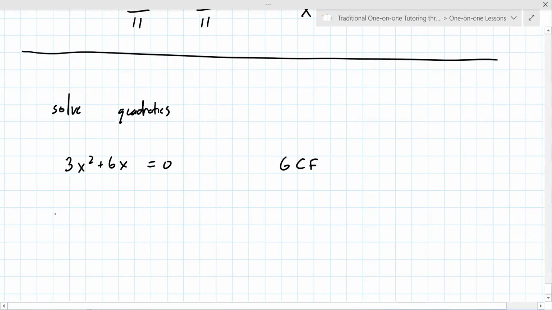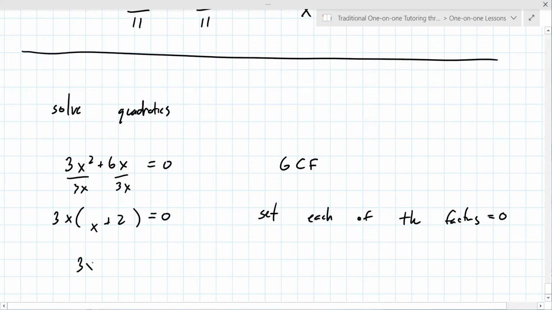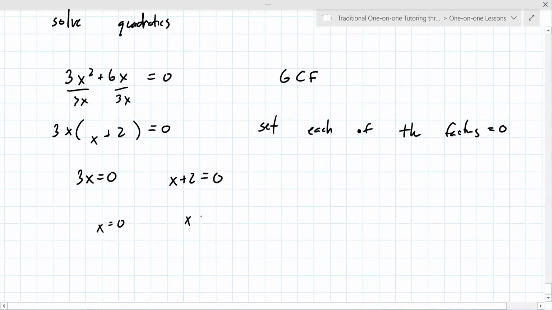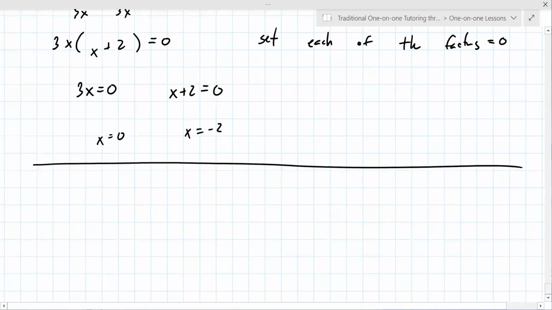3x, and you're dividing each of these by 3x, so you get x plus 2 equals 0, and you set each of the factors equal to 0. So you set 3x equal to 0, and you set x plus 2 equal to 0. And then x equals 0, and then x equals -2. Yes. This also makes sense now. My recollection is that you're given several different problems, and they say use one of each type of method.